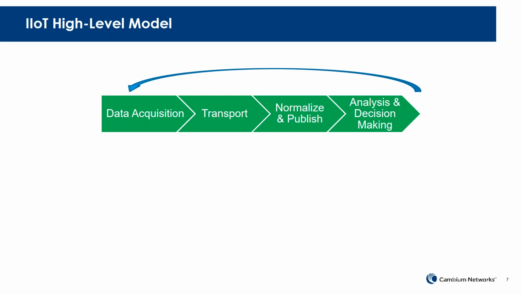Which brings us to the transport piece, which is delivering that traffic over long distances securely and reliably, bringing it into a cloud or server for publishing that information, normalizing and publishing, and then ultimately reaching analysis and decision making, whether that's through a human interaction with the server, with the SCADA master, or whether it's artificial intelligence or machine learning.